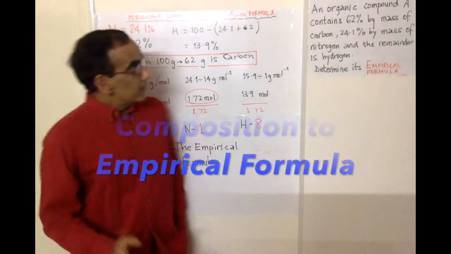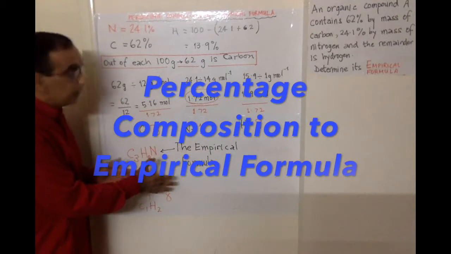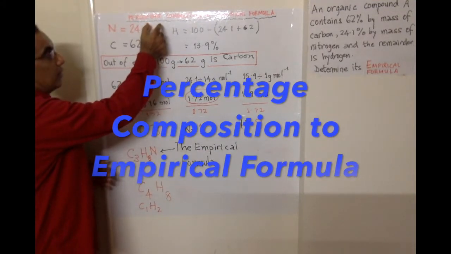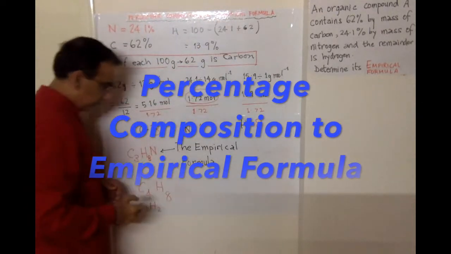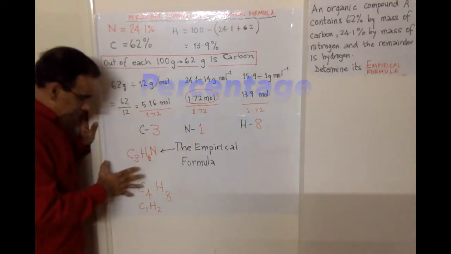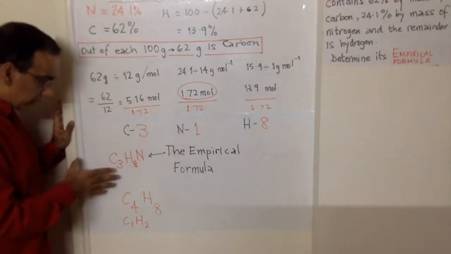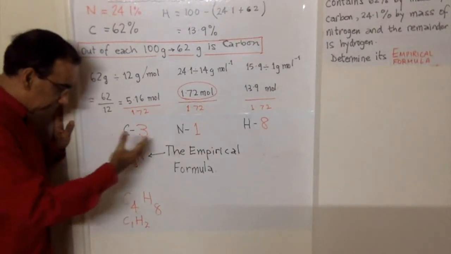Welcome again. Today we'll look at the empirical formula and how you go from data on percentage composition to the empirical formula. Now, the empirical formula is the simplest ratio that you can use to express the proportions of the atoms found in a molecule.